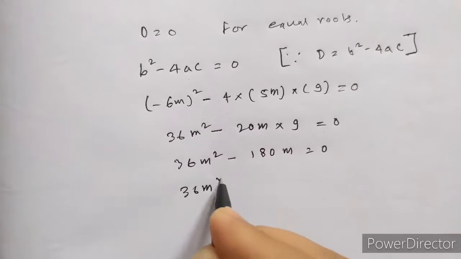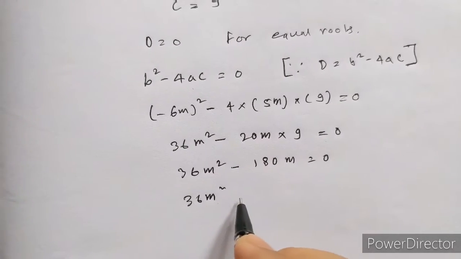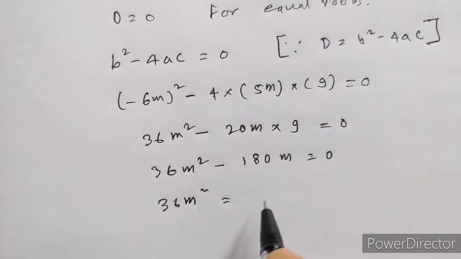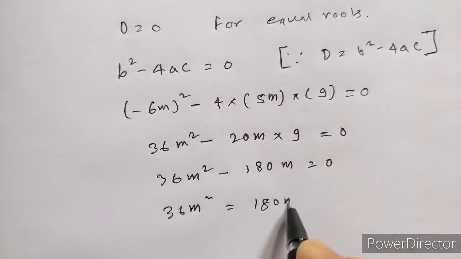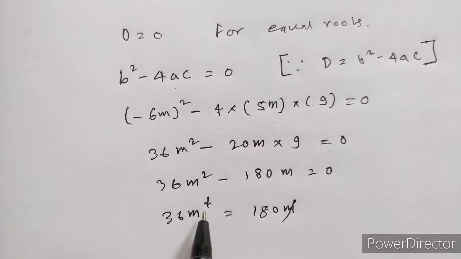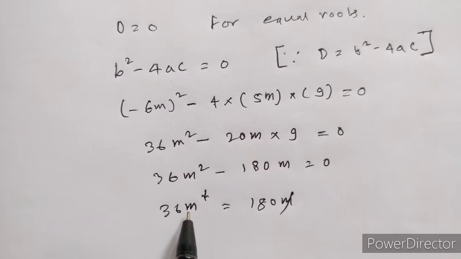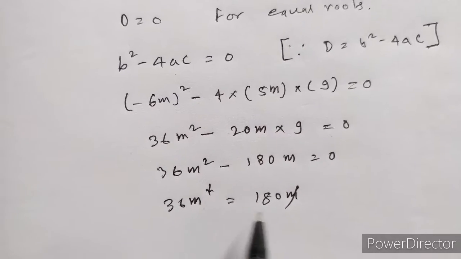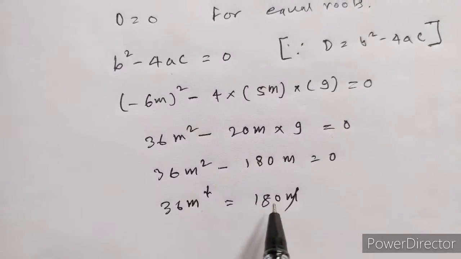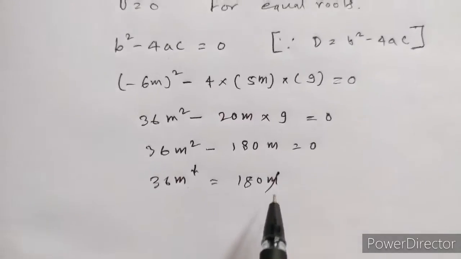36 m square is equals to, if this minus 180 will go to the right hand side, then it will become plus 180 m. So you can cut m and this m, because m square means there are two m's. In the right hand side there are only one m. So I can directly cancel this.